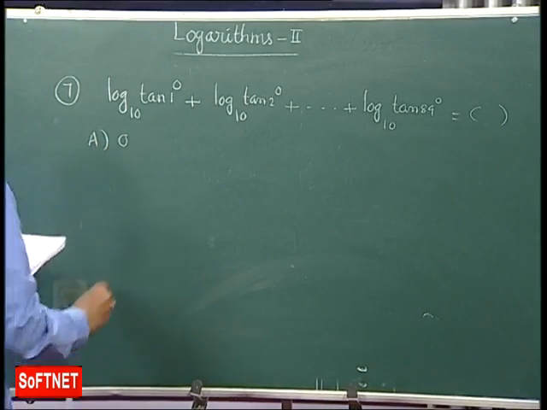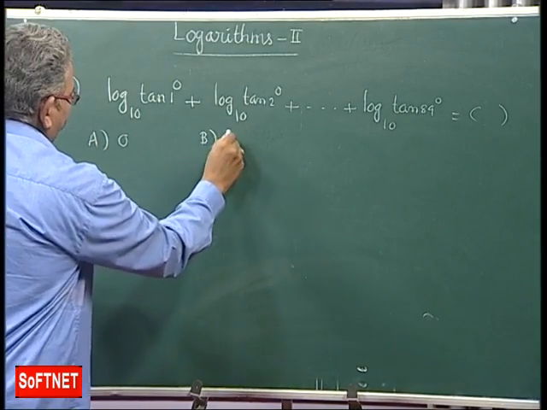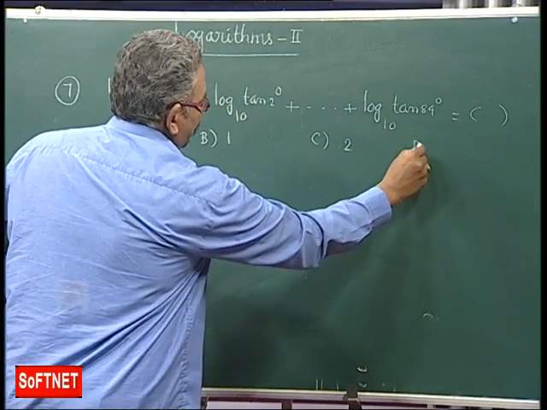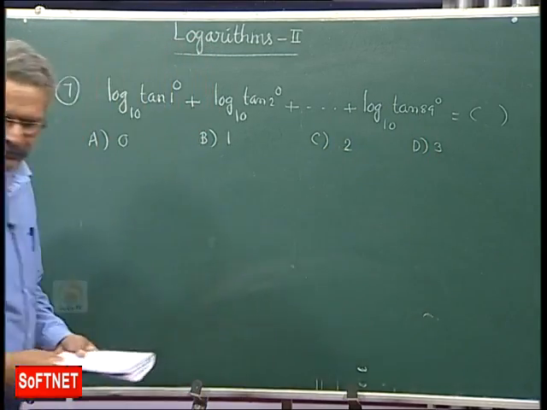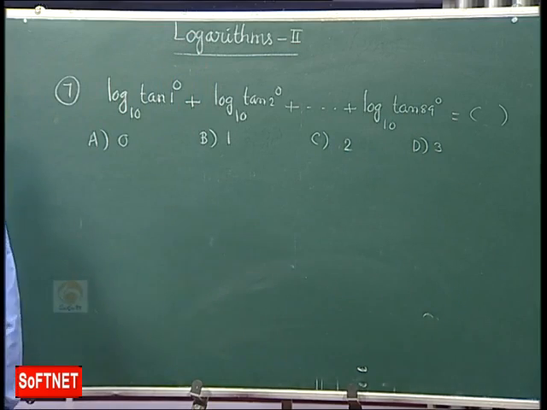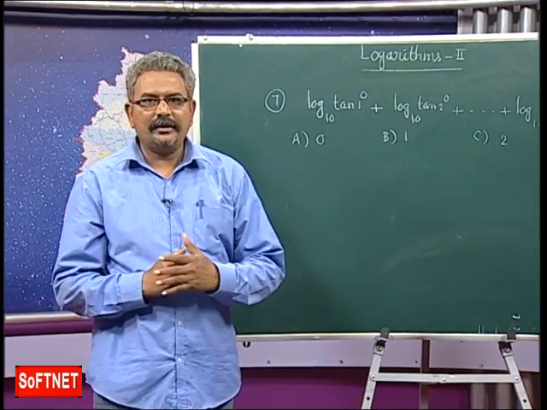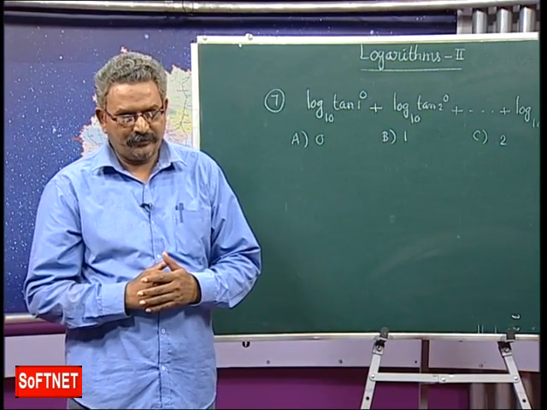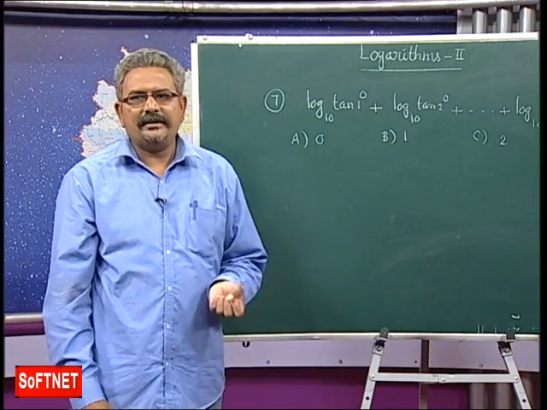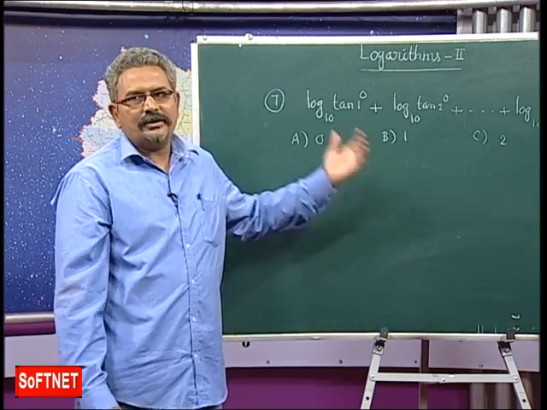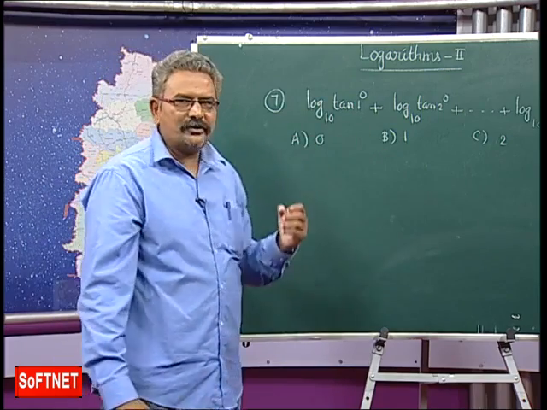Here A 0, B 1, C 2, D 3. So, this is also one of the application problems. Now, logarithms are connected to the trigonometry. So, let us have a brief discussion on this problem before going to solve it. This is a very easy problem, don't worry.